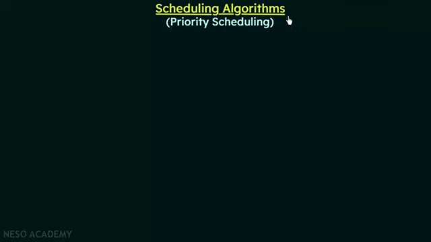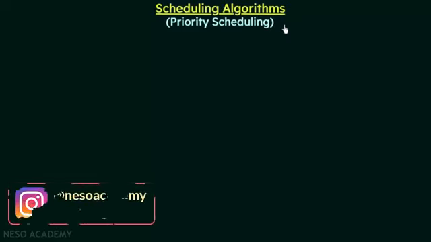So far, we have discussed two scheduling algorithms, which are first come, first serve scheduling and shortest job first scheduling. Moving on, in this lecture, we will be studying the next scheduling algorithm, which is priority scheduling. In the previous two scheduling algorithms, we have seen their properties, how they work, and their advantages and disadvantages.